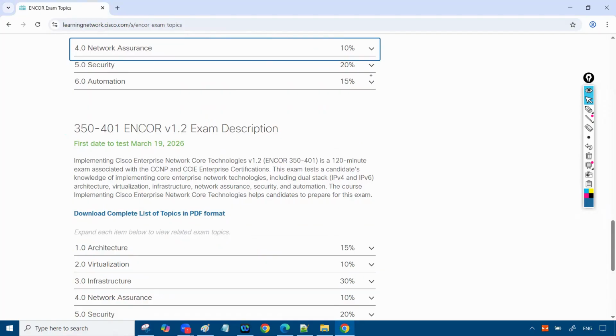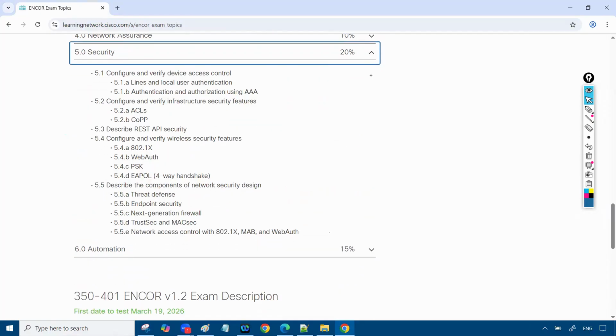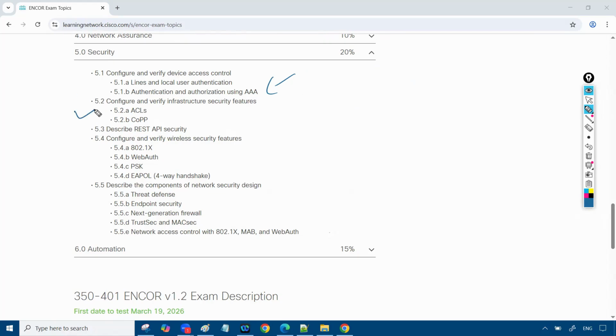Once you have done with network assurance, then we have the 20% security portion. In security, we'll talk about AAA: authentication, authorization, and accounting. When the user has logged in, what they have done, everything you will get to know through AAA. We have two protocols over here, RADIUS and TACACS. After that, we'll talk about ACLs, how you can deploy them, and how you can enable security on the router and switch side by enabling a hop mechanism.